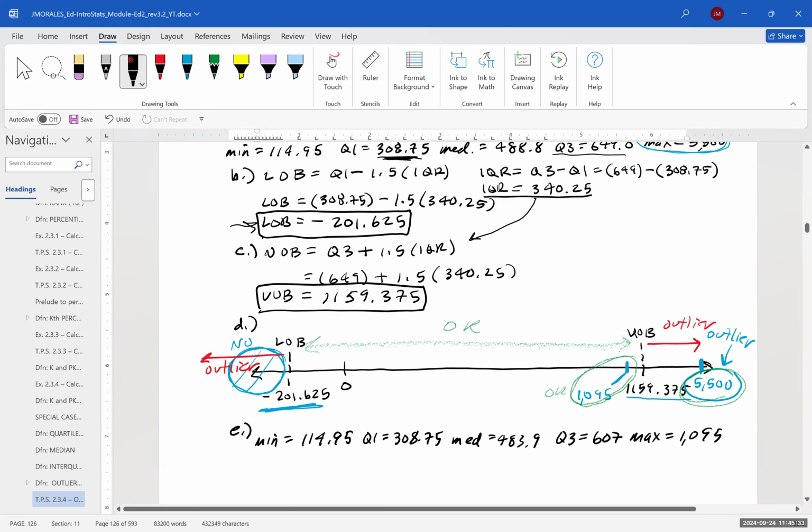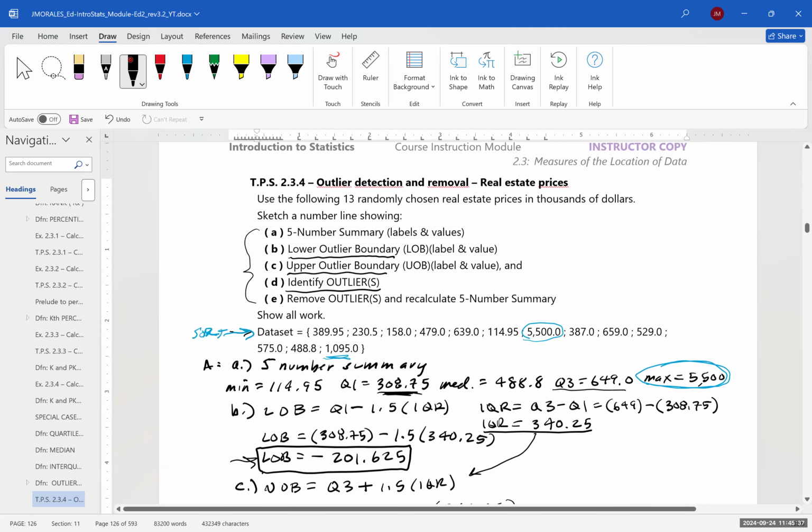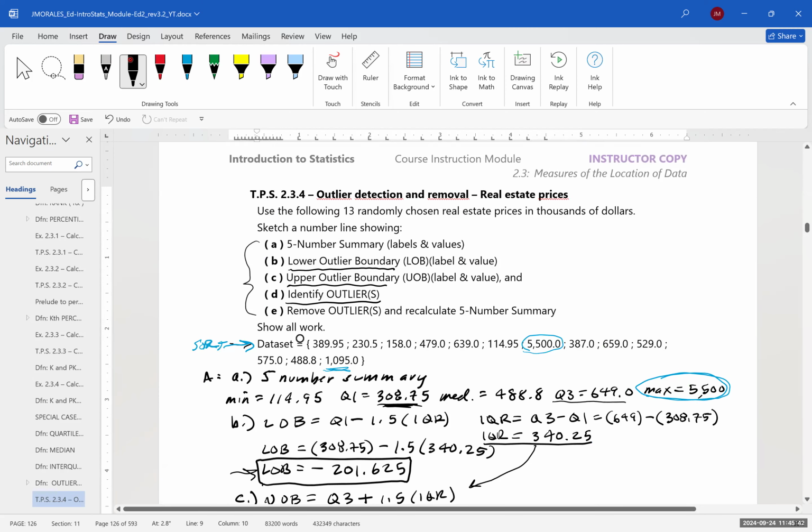All right, so that is applying everything that we've learned about quartiles here in this final think, pair, share. Let me know if you have any questions.